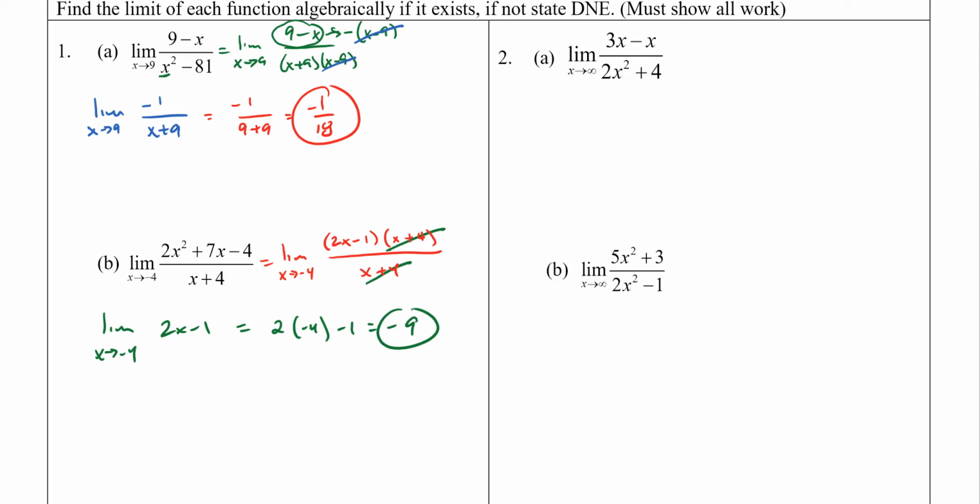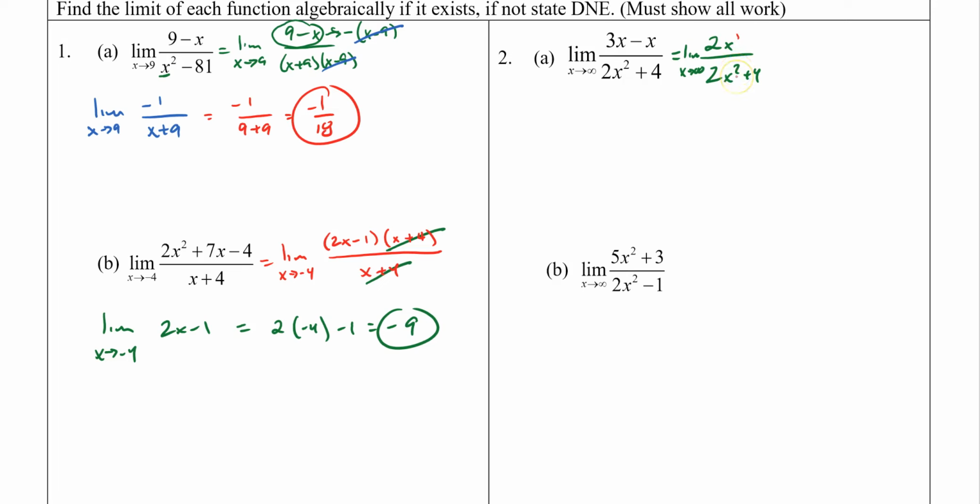Alright, number 2, we have the limit as x goes to infinity, so we're going to use our other rules that we learned a couple days ago, where essentially we're going to look at the highest power and determine what to do from there. So the first thing I can see that I can do here is that I can combine my like terms. So I've got 3x minus x is 2x over 2x squared plus 4, and that's the limit as x goes to infinity.